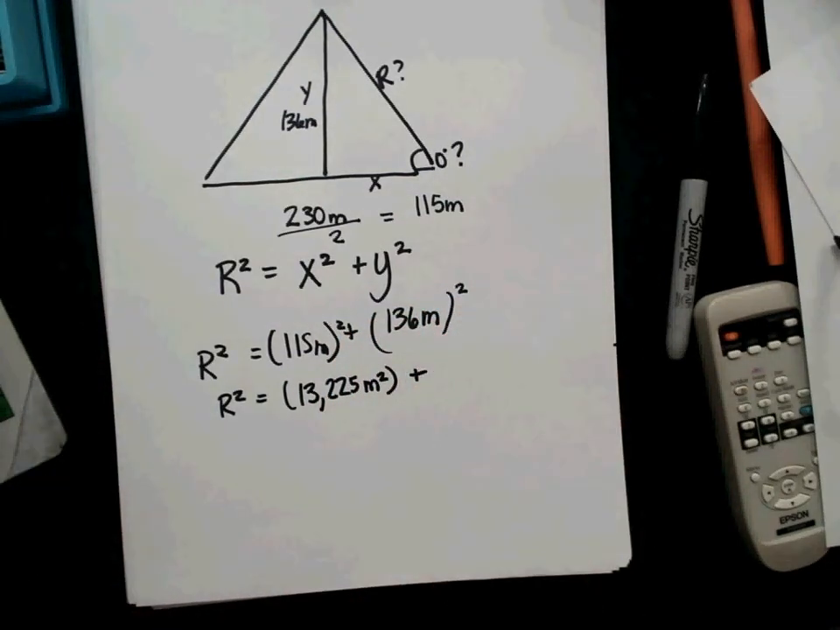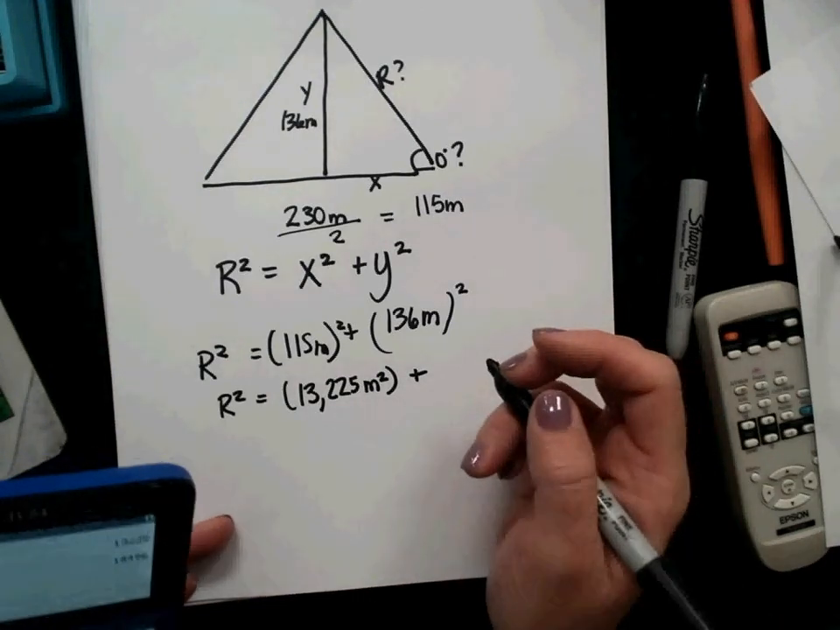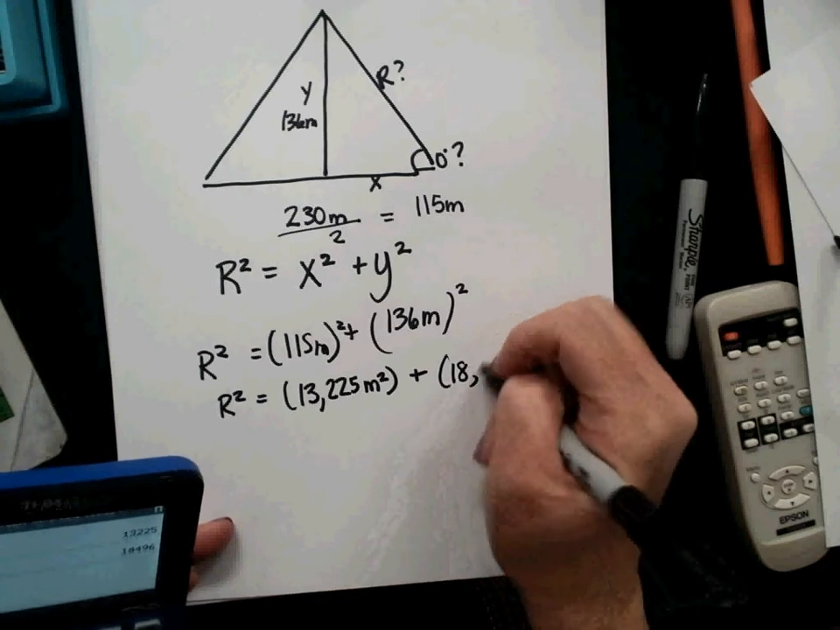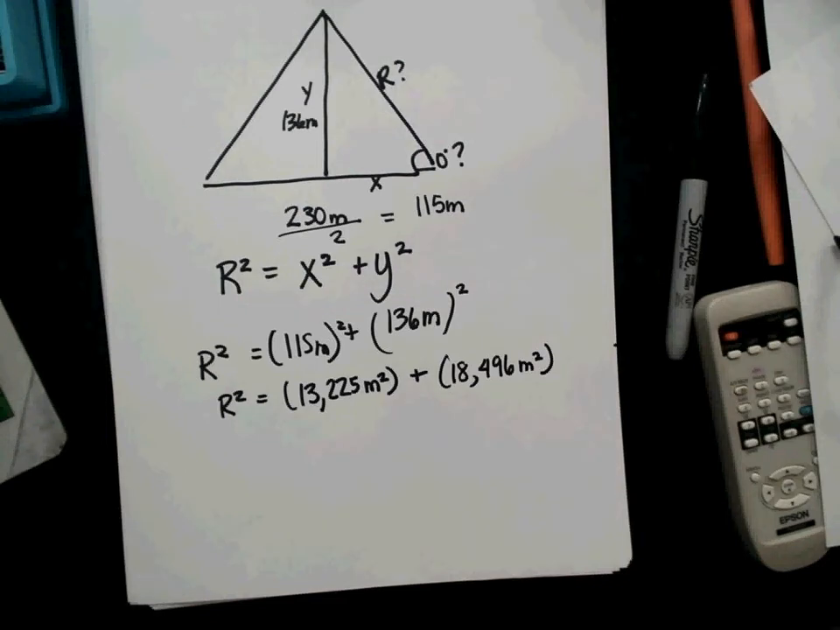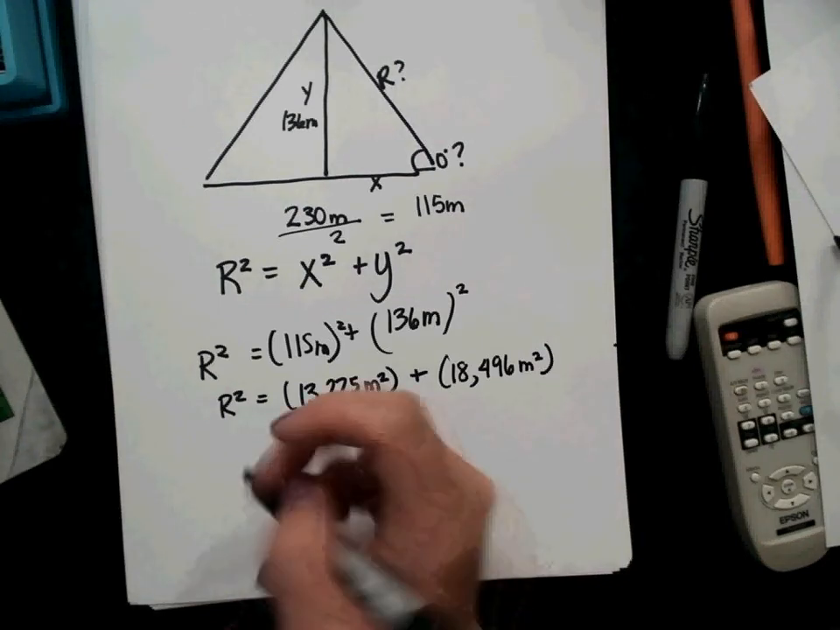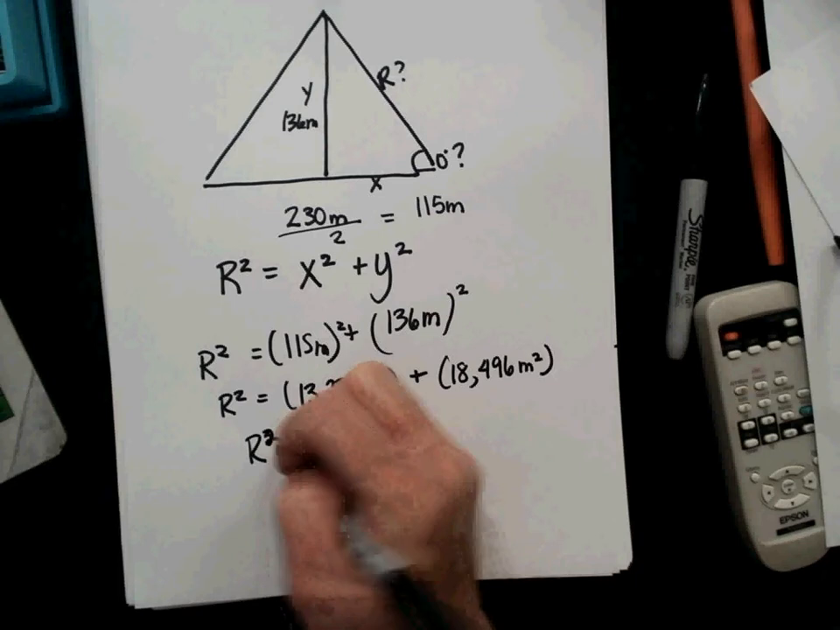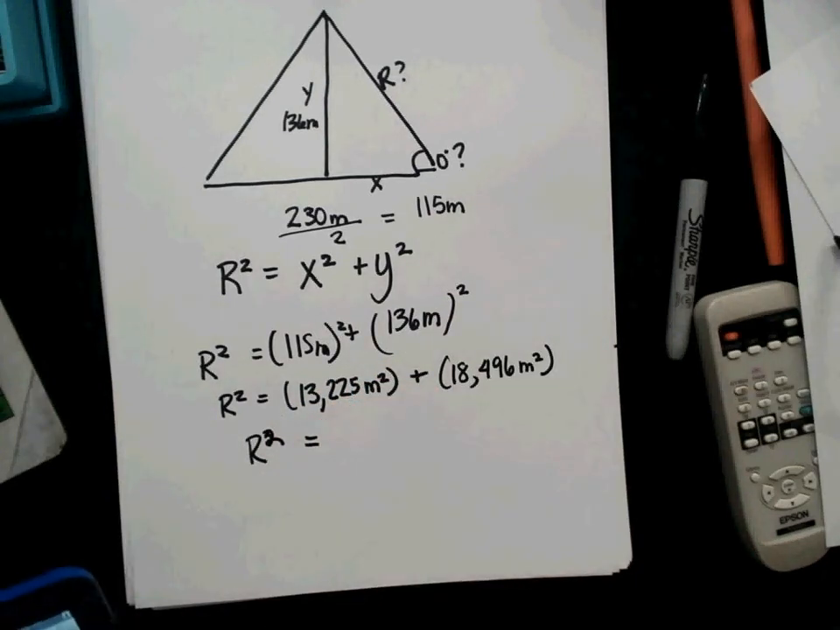This is 13,225, and it would be meters squared, plus 18,496, still meters squared. When you do the math, anybody have written down what r squared equals yet? The whole thing? I'll wait till you get there. You really should be writing this down, or you're not going to know what to do later.